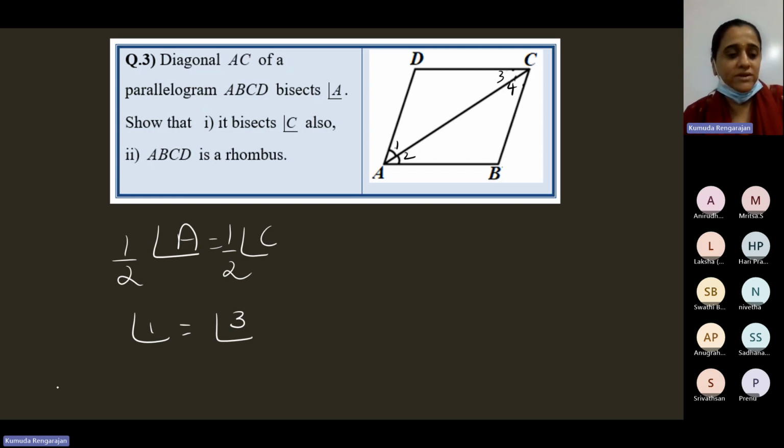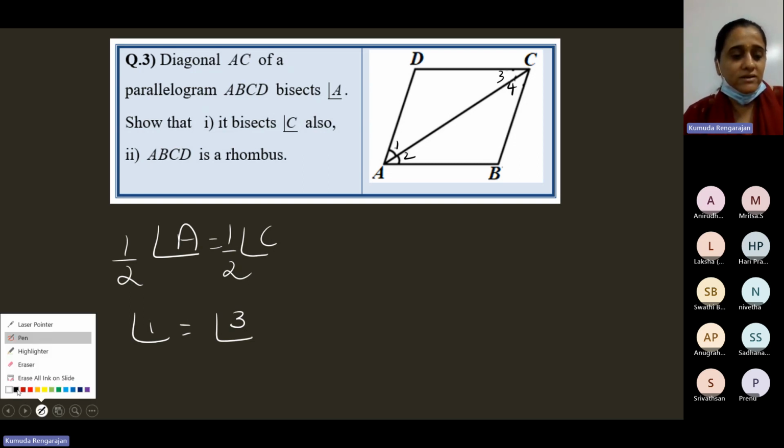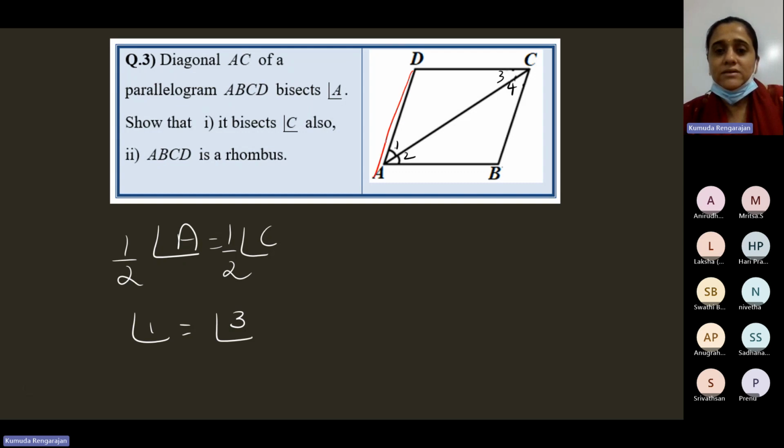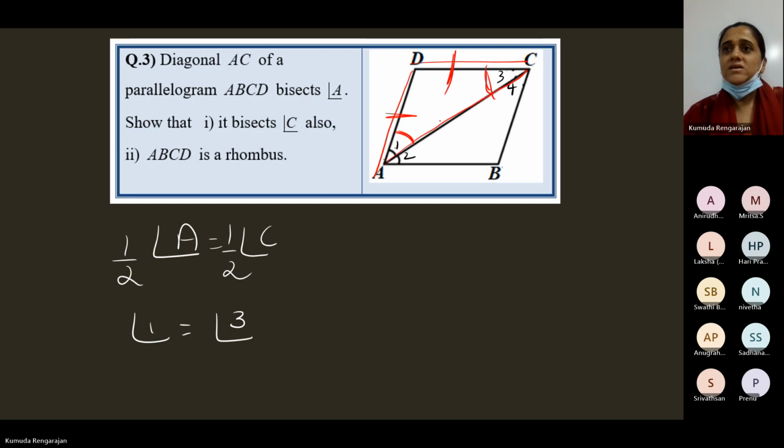Now take up the triangle. Look at the triangle ADC. In this triangle, angle 1 is equal to angle 3. That means it's isosceles. This side is equal to this side. So we proved that adjacent sides are equal. So in the parallelogram ABCD, AD equals DC. So now all sides are equal.